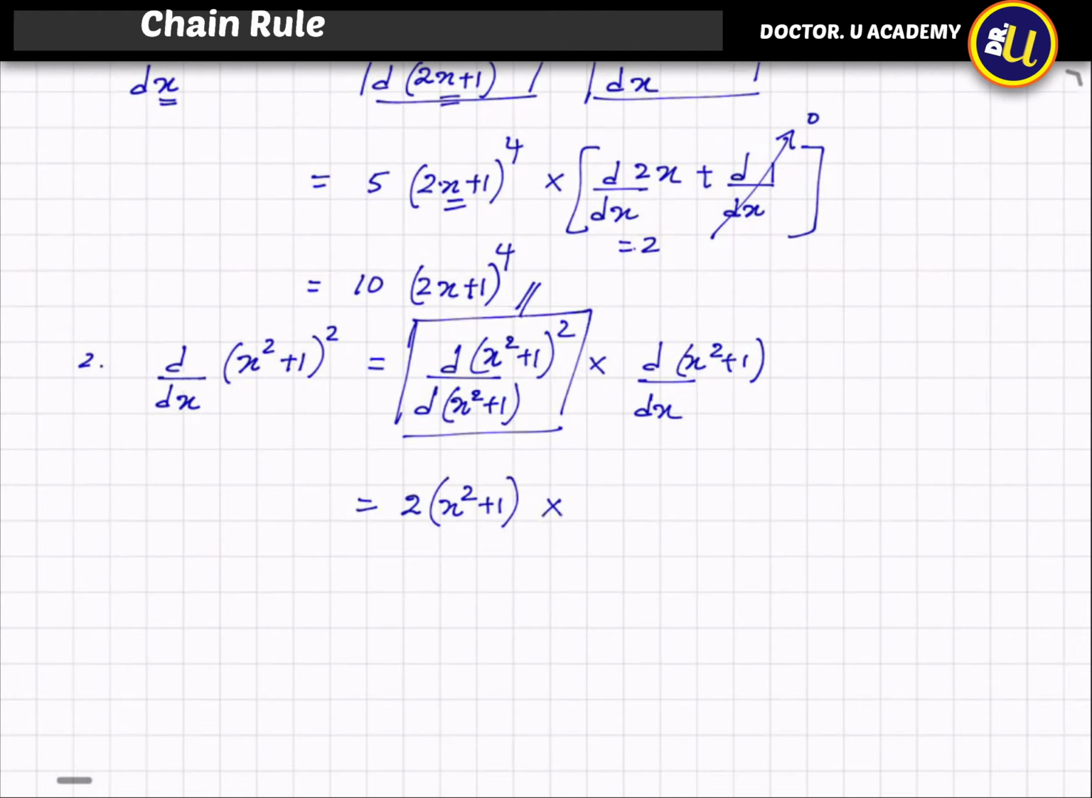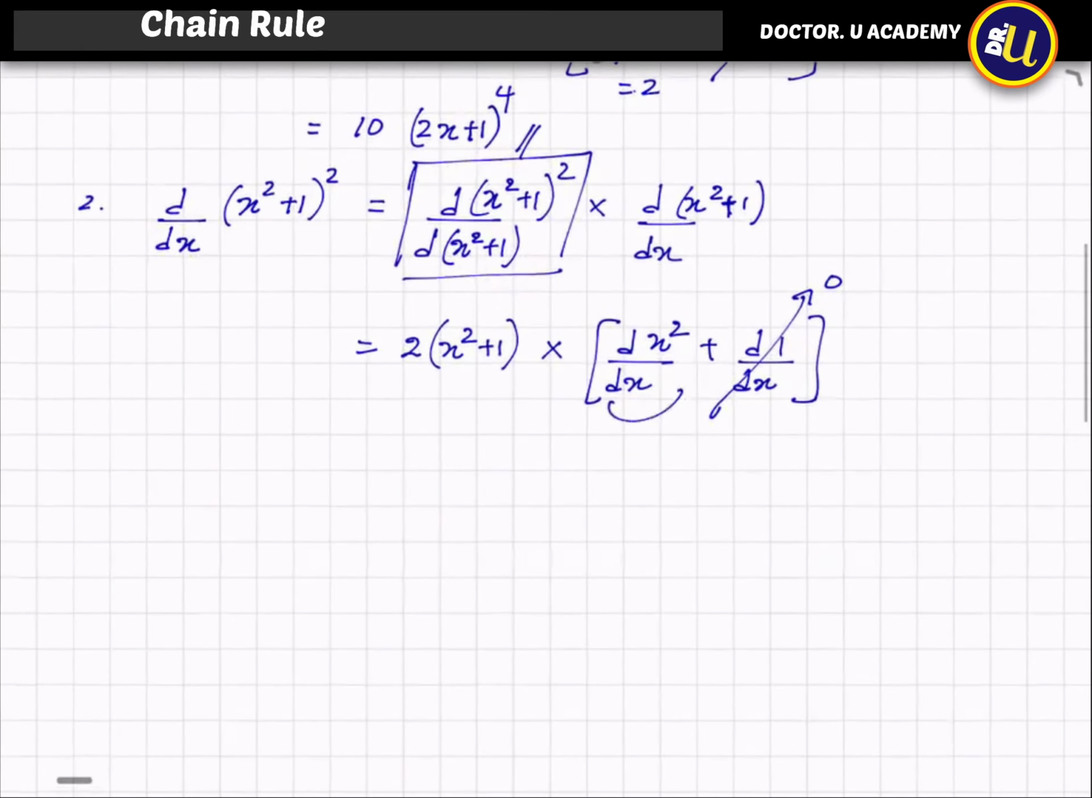Then you see this plus sign, so you can split this: d/dx of x squared plus d/dx of 1. Now you can see this is going to be 0, and here this is 2x. So then the answer would be 4x (x squared plus 1), and that's the answer to that question.